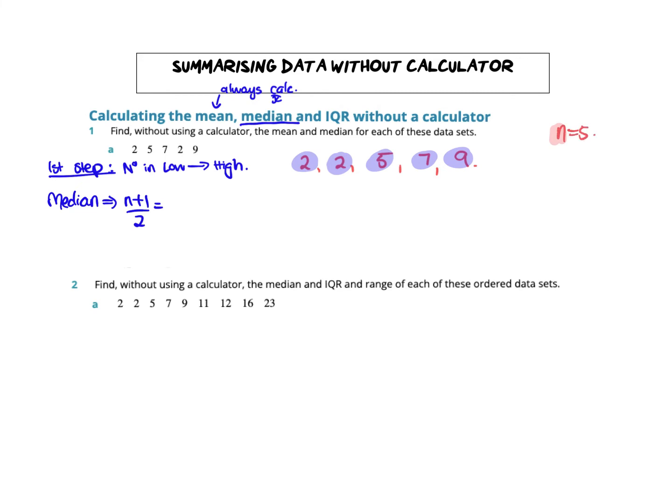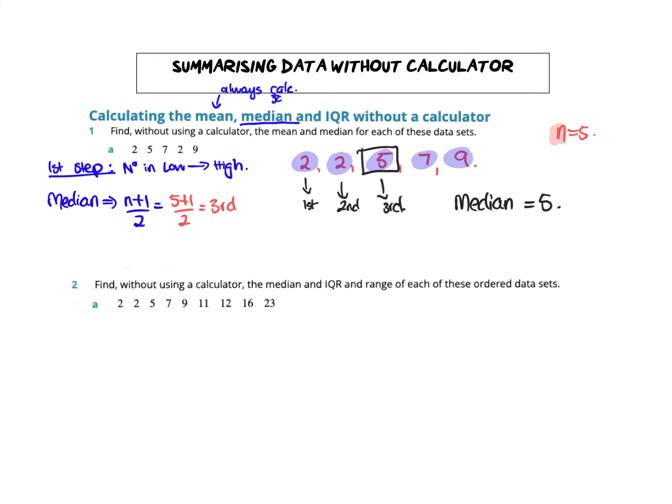If I pop that into this formula, 5 plus 1 divided by 2, that would be third. So that means the median is the third number. This was the first, this was the second, and this is the third. So you found the median to be 5. So here you would write the median equals 5. All right? So that's how you do it.